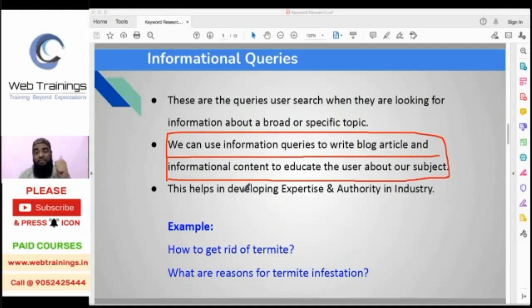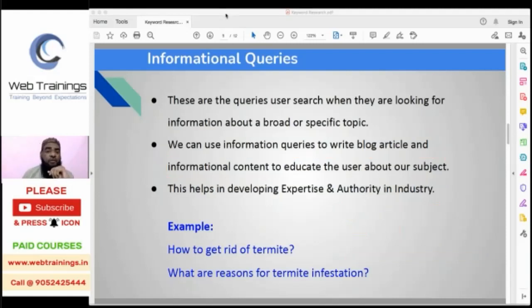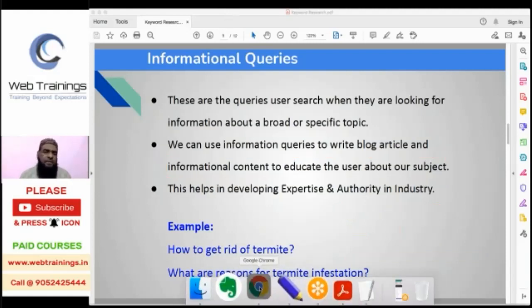This helps in developing your expertise and authority. Remember, in our last class, we discussed one very important algorithm of Google: EAT, expertise, authority, and trustworthiness. If you have expertise, authority and trust, Google will automatically help you rank better. So to build your authority and expertise, one of the most important factors is to write a lot of articles on your industry to show you are the expert of that industry. That can only be done with informational queries. If you ask me, sir, how does Web Trainings use this concept of informational queries? See here a simple idea, okay?